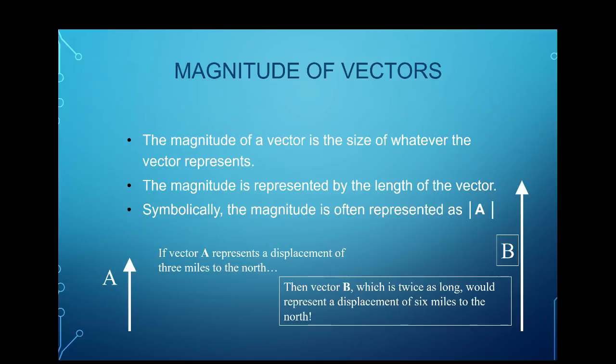So if I said that I'm going, for example, with a velocity of 50 miles per hour and the direction is north, well then the entire vector would be both 50 miles per hour and the direction would be north. But the magnitude of that would just be 50 miles per hour, the length of that vector. And to show this symbolically, we often put bars around it. And I'm not sure why B is in a box, but that would be the magnitude of A. So if vector A is 3 miles to the north, then vector B would be 6 miles to the north.